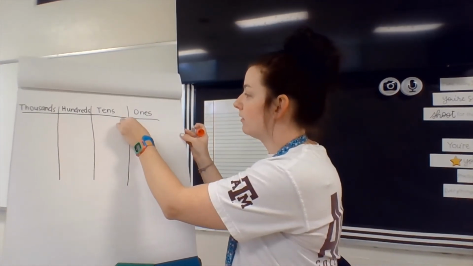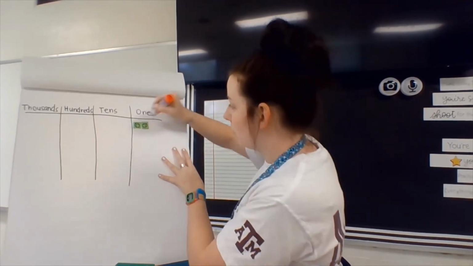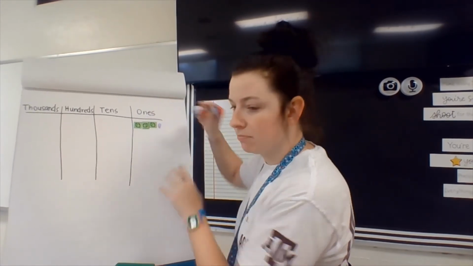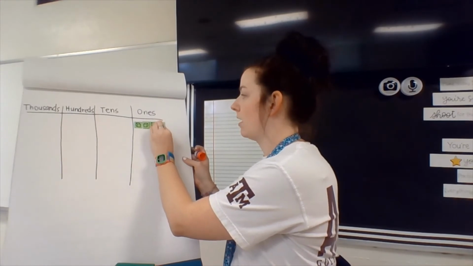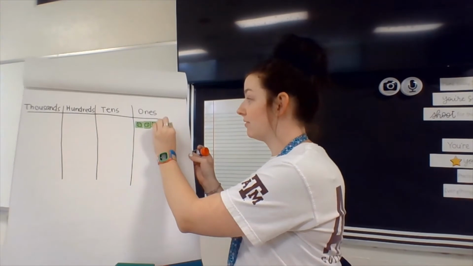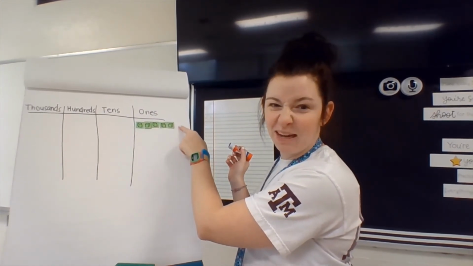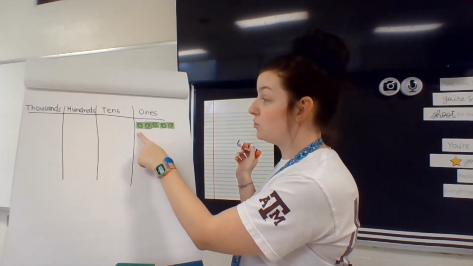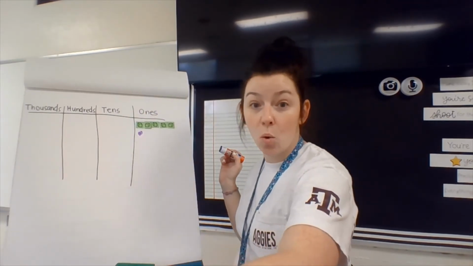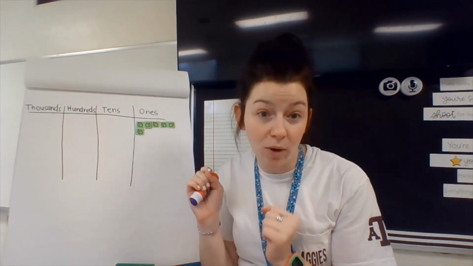I have 1, 2, 3, 4, and 5. And remember, when I get to 5, what do I do? I start a new row. So I'm not going to put any more down here, even though I have another space. I'm not going to do that. I am going to start here because I want to start another row after 5. And I put 1. Now, here are my 1s.